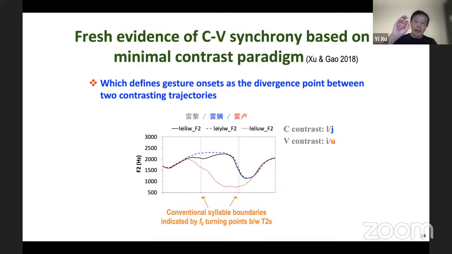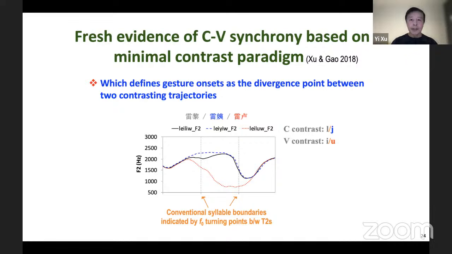As you can see, the blue line versus the black line here gives you the contrast between Y and L. And this is where they roughly start. And the black line versus the red line gives you the starting time for the vowel contrast between E and U. And this is their common starting point. As you can see from the graph here, they start roughly at the same time, meaning that in Mandarin, consonants and vowels start roughly at the same time.